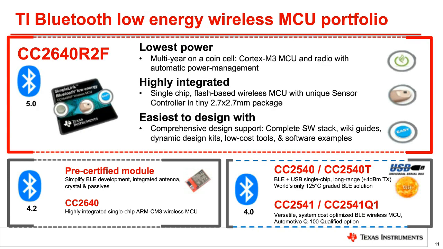It comes equipped with several features. It provides the lowest power for any BLE solution on the market. It gives multi-year on a coin cell. Now we're moving from 2 AA batteries to a coin cell with the BLE device. It has an integrated Cortex-M3 MCU and a radio with automatic power management. It comes highly integrated as a single chip as well, and a flash-based wireless MCU.